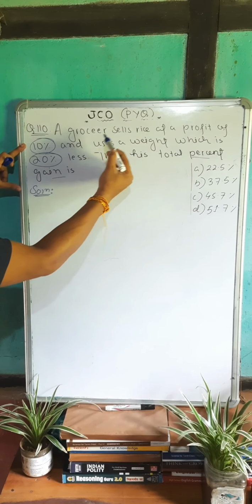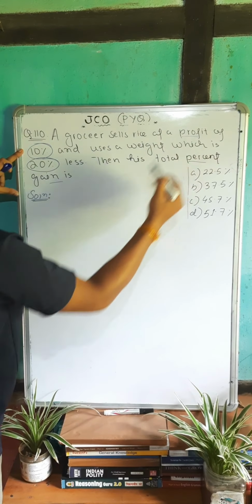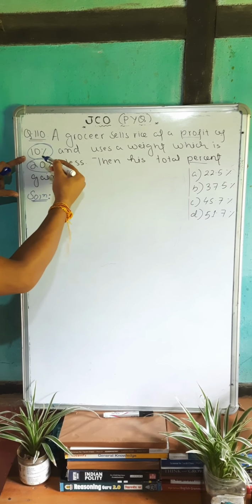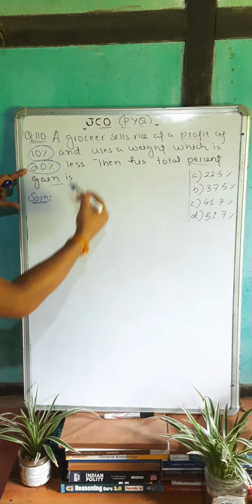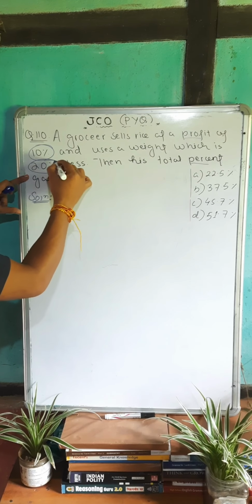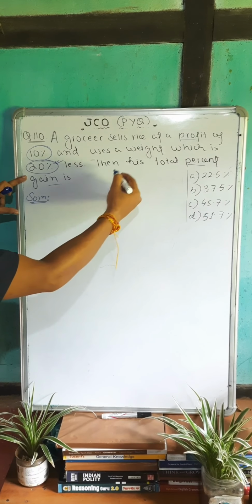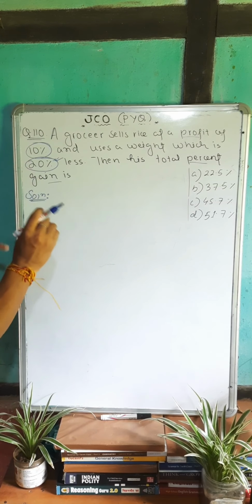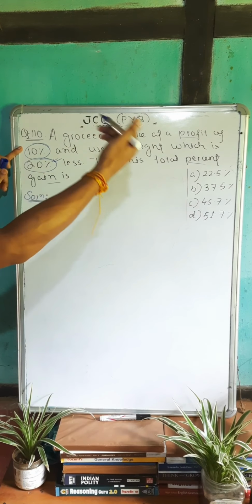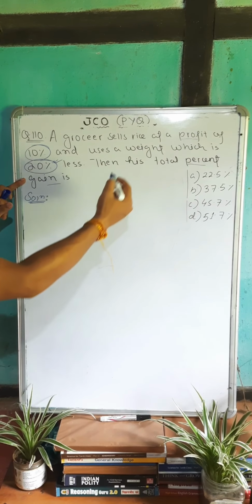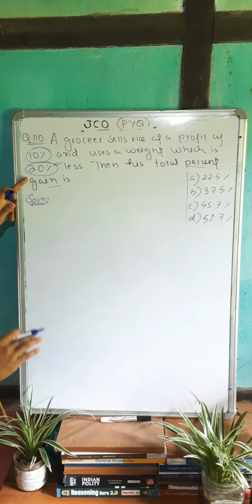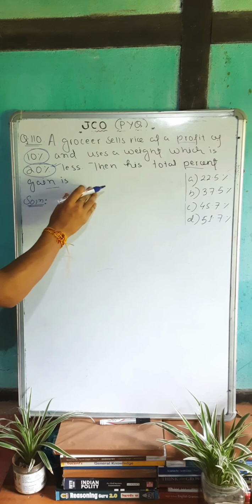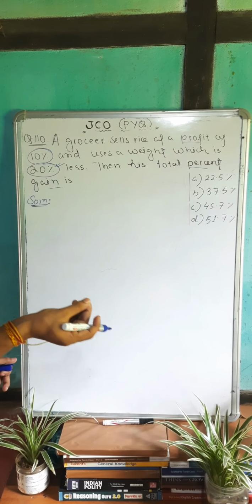A grocer sells rice at a profit of 10%. That means a grocer is selling rice at a profit of 10% and uses a weight which is 20% less. Then his total percentage gain, that shopkeeper is earning in both the ways, 10% increase in price and uses a weight which is 20% less. Then his total percentage gain. What we need to find? Total percentage gain. That means profit percentage we need to find.